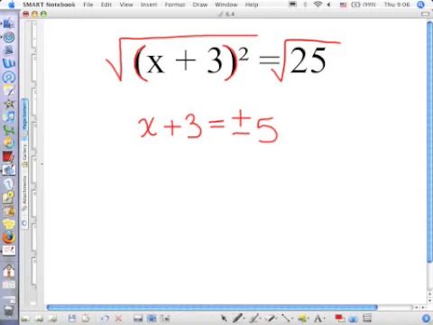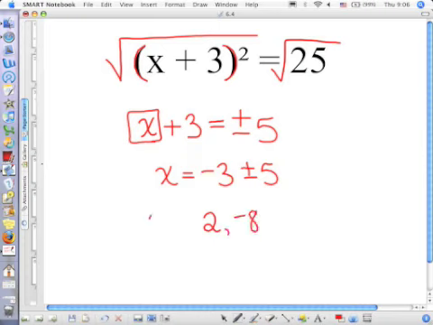Now, this may look confusing, but it's very easy. You want to solve for x, so you want to get x by itself. At this point, how do I get x by itself? I subtract 3 from both sides. And watch what I'm going to have. Now, as long as those two numbers are like terms, you can put them together. Because x is either negative 3 plus 5, which would give me what? 2. Or negative 3 minus 5, which would give me what? Negative 8. So my two solutions are 2 and negative 8.